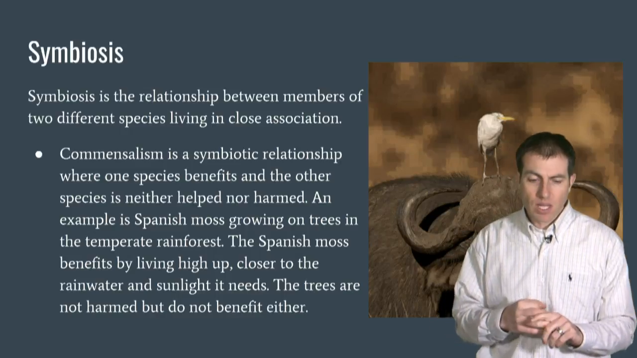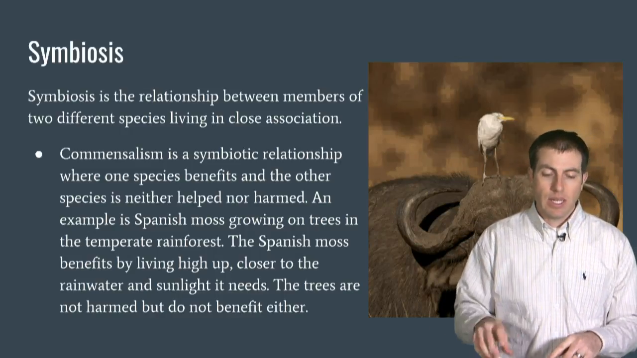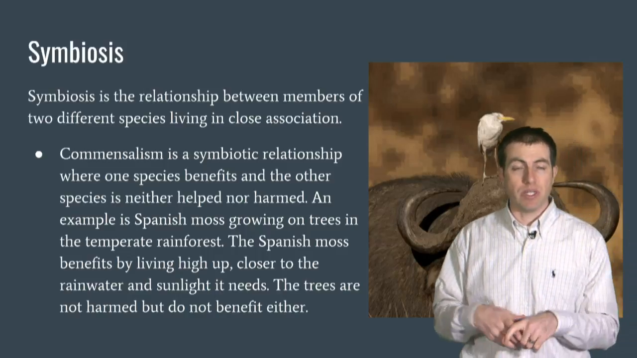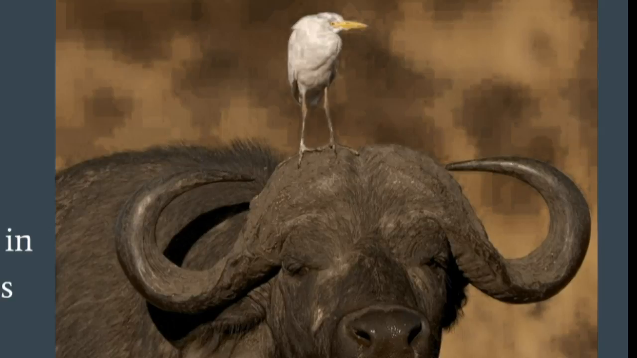Commensalism is a symbiotic relationship where one species benefits and the other species is neither harmed nor benefited. The example here we have, I believe that's a water buffalo, and the white bird, I think it's an egret. And what is their relationship? Well, this water buffalo has thick fur and a hide, and in the fur lots of bugs live. And then you have this bird just kind of hanging out.